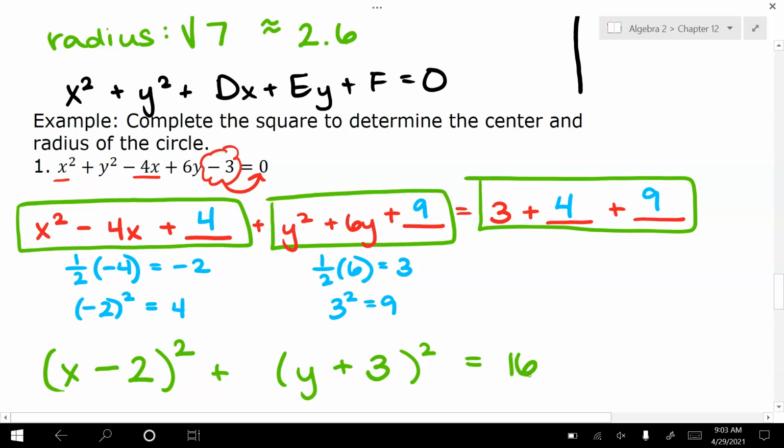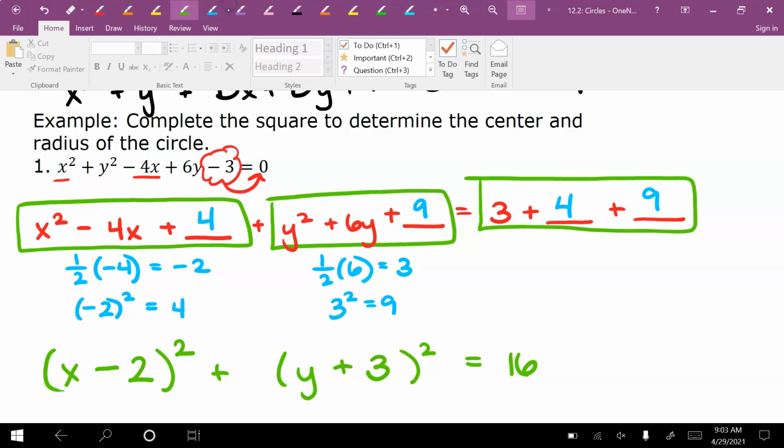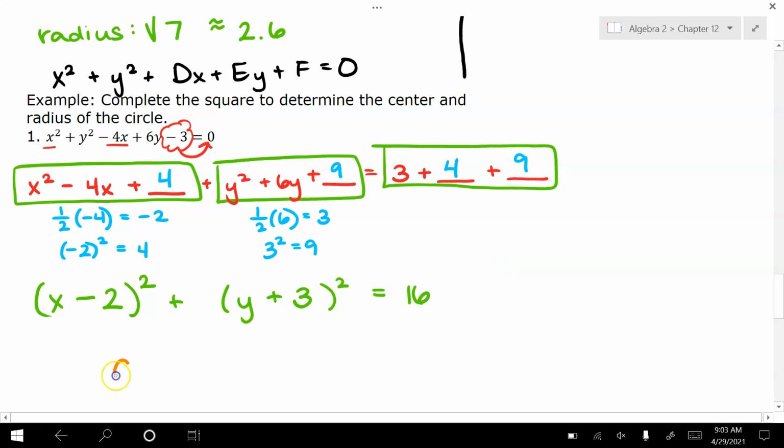Okay, so now this looks like a regular equation of a circle that we dealt with at the start of class. So I should be able to pull my center and my radius now. So for this one, the center is going to be positive 2, negative 3, and the radius is going to be 4, because you take the square root of 16.